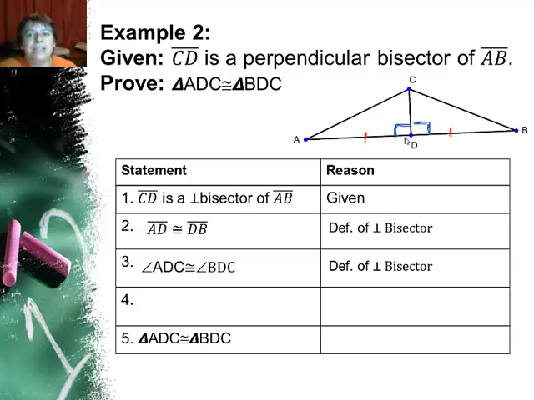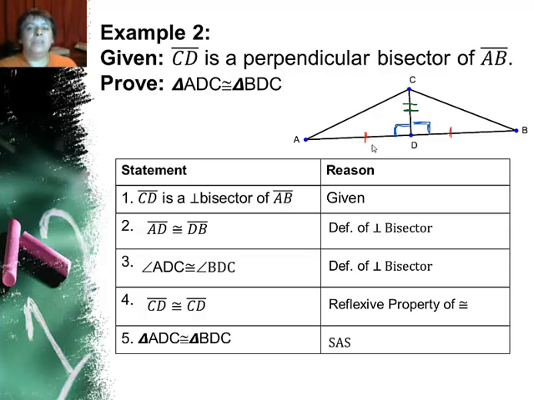Now, one thing I can see is that this side is shared between both triangles. If I mark it congruent to itself, then I would have side, angle, side, and that would be good enough to prove. So I'm going to say that the side is congruent to itself using the reflexive property of congruence, which means now that I can say the triangles are congruent by side, angle, side.